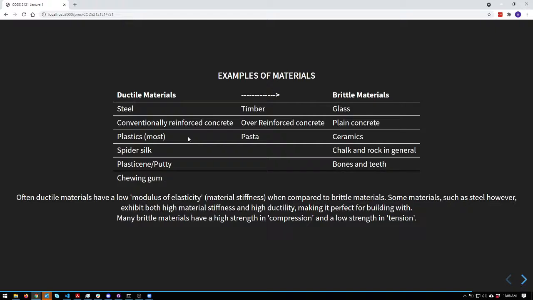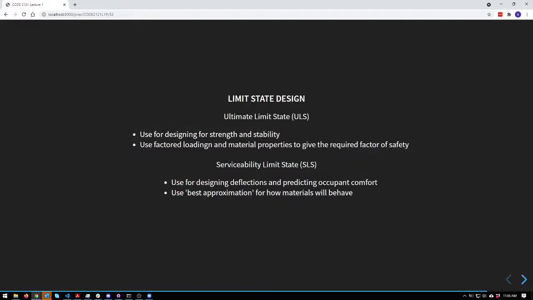Some materials, such as steel, however, exhibit both high material stiffness and high ductility, making it perfect for building with. Many brittle materials have a high strength in compression and a low strength in tension. So that's generally why we see rocks and concrete being used as compressive elements like foundations, or in archways and stuff like that.